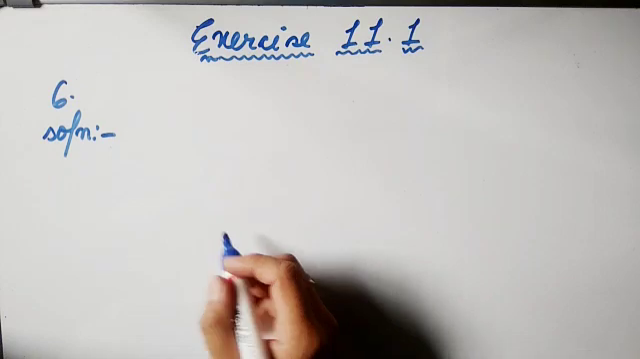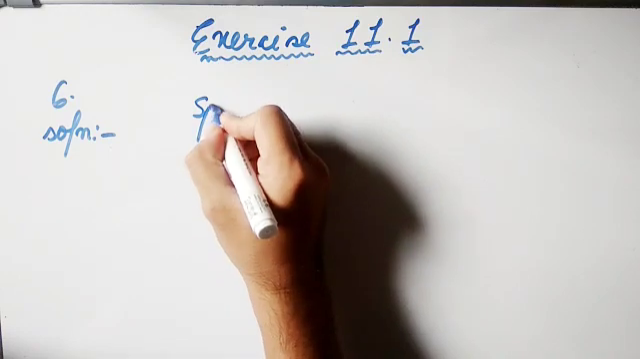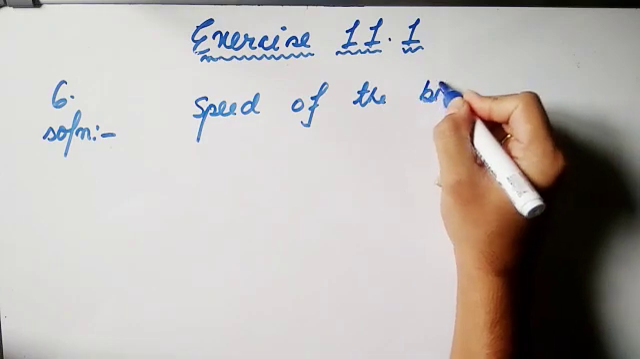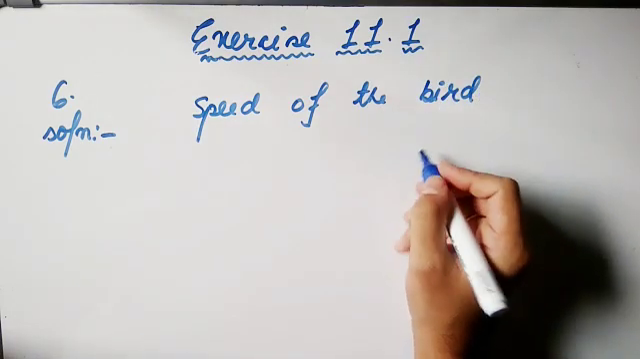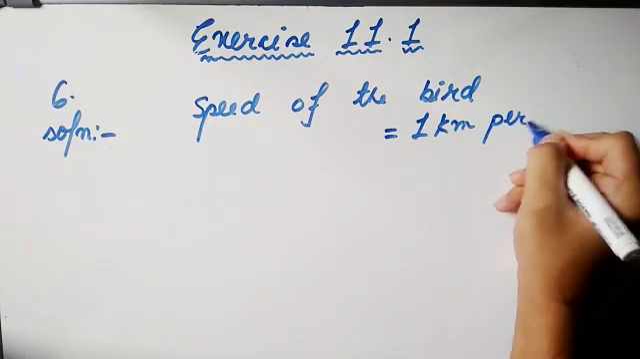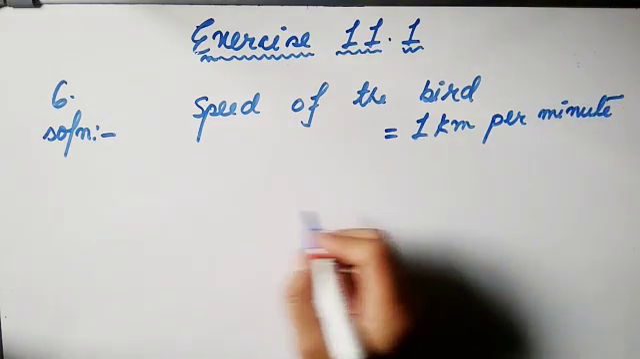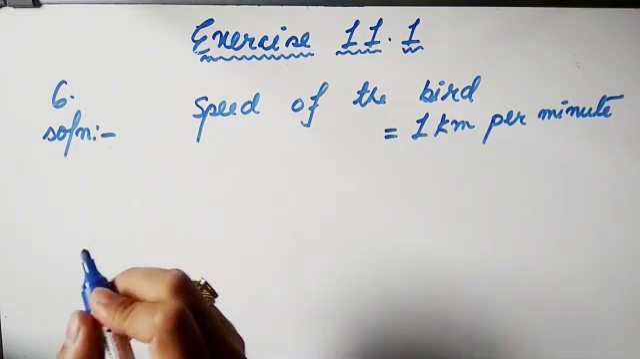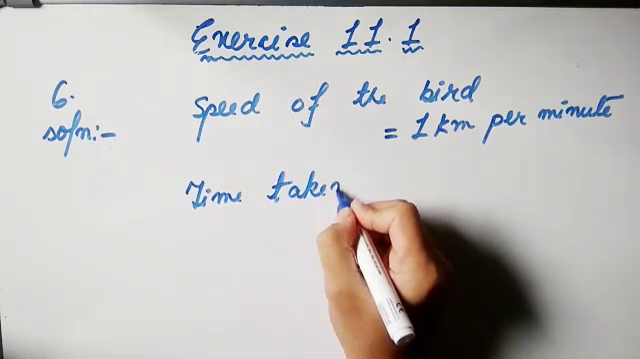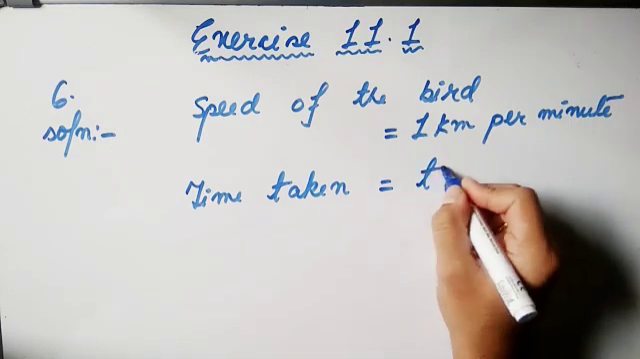So students, let's write the answer for question number 6. So the first statement will be speed of the bird. So what is the speed of the bird? It is given as 1 kilometer per minute, right? 1 kilometer per minute. Then next, what we have to write is the time taken. Time taken. And in the question, they ask us to use the time taken as, yes, the variable t.